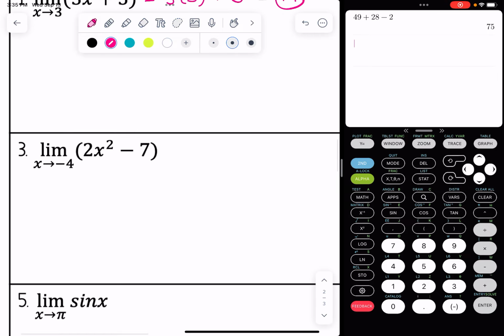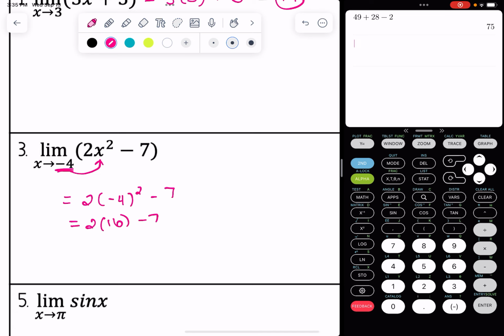Number 3, the limit as x approaches -4 of 2x squared minus 7. That's going to be 2 times -4 squared minus 7. Again, we are simply substituting whatever x is approaching in for x. Again, direct substitution. We're going to simplify this, so 2 times 16 minus 7, 32 minus 7, or we get 25. It's not necessary to show all of those steps with the arithmetic there.